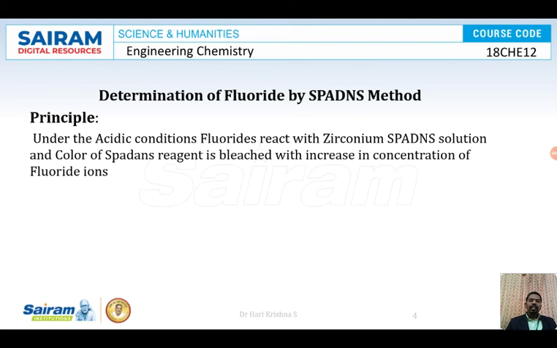Fluoride under acidic condition reacts with Spann's solution. It does not produce color; instead, it bleaches the Spann's reagent with increasing concentration of fluoride ions. As the concentration of fluoride ions increases, the Spann's reagent is bleached more. By measuring the intensity of the color bleached, we can estimate how much fluoride is present.